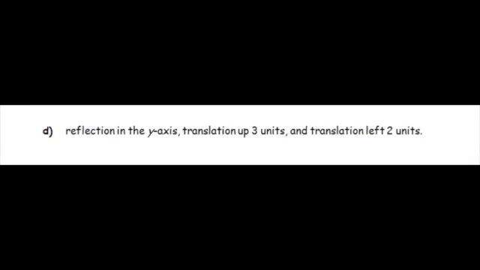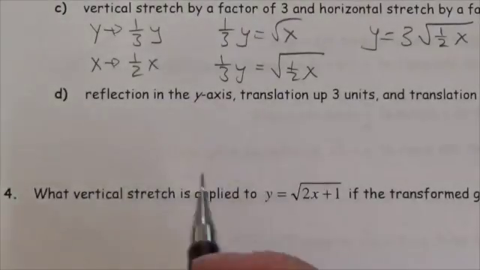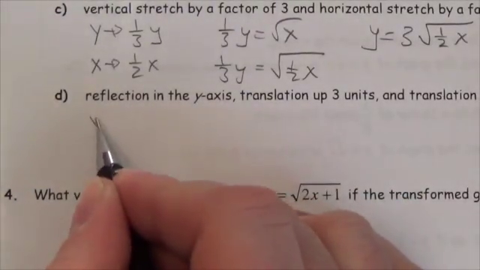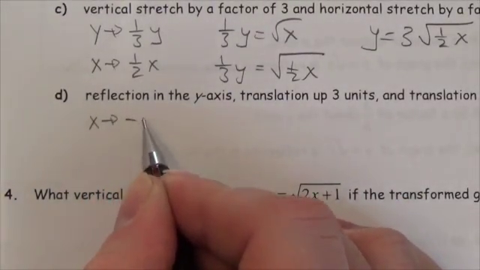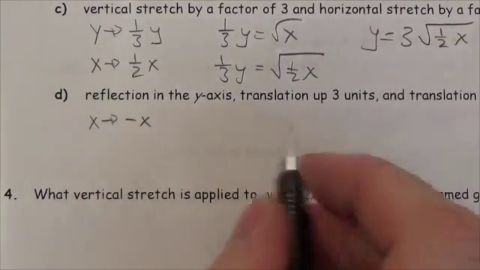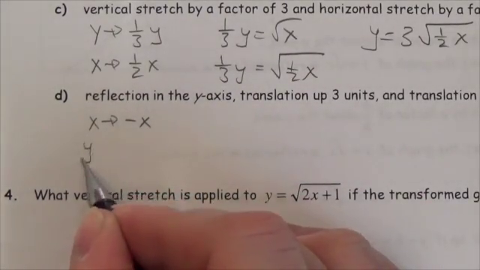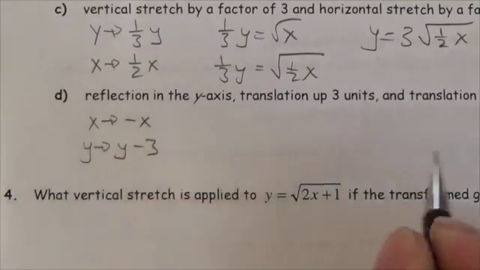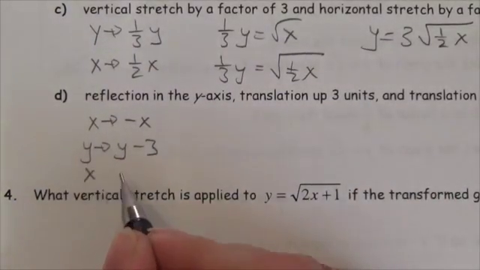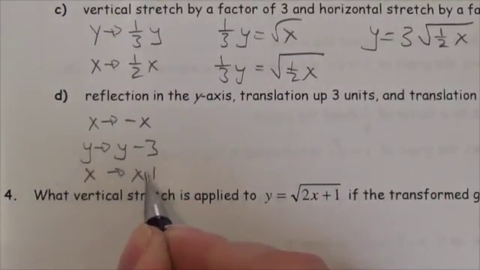Write the equation of the radical function that results from applying the following set of transformations to the graph of y equals root x. A reflection in the y-axis, translation up 3 units, and a translation left 2 units. Okay, so in this case here, reflection in the y-axis means changing x to negative x. Translation 3 units up is going to be replacing y with y minus 3. The translation to the left is going to be replacing x with x plus 2.